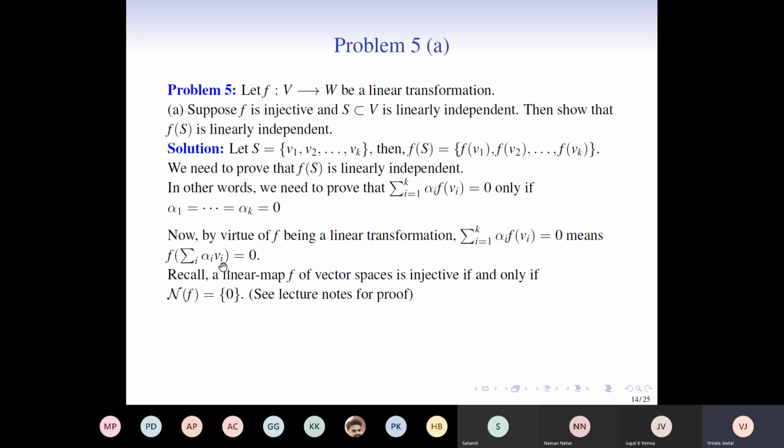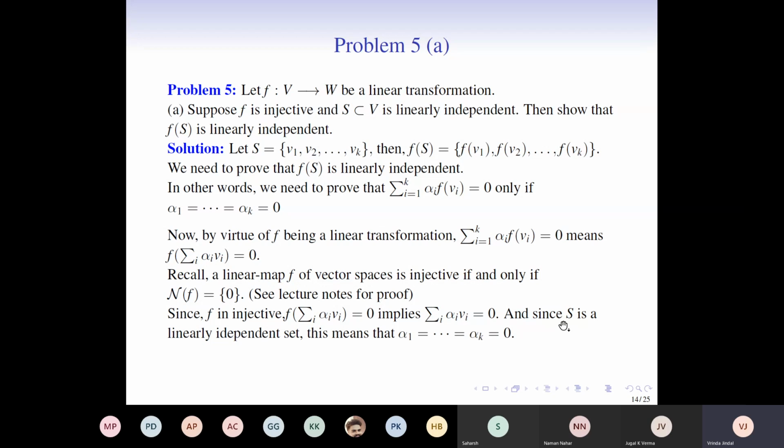So if f of this big vector, this summation vector, is 0, this means that the summation of alpha_i vi is 0. But v1, v2, v3 up to vk form S, and S itself was given as linearly independent. So by definition of linear independence, this means that alpha 1, alpha 2 up to alpha k are equal to 0, and that is what we wanted to prove. So we have proved it by the use of this property, that the null space of f equal to 0 implies that f is injective, and also the other way around.